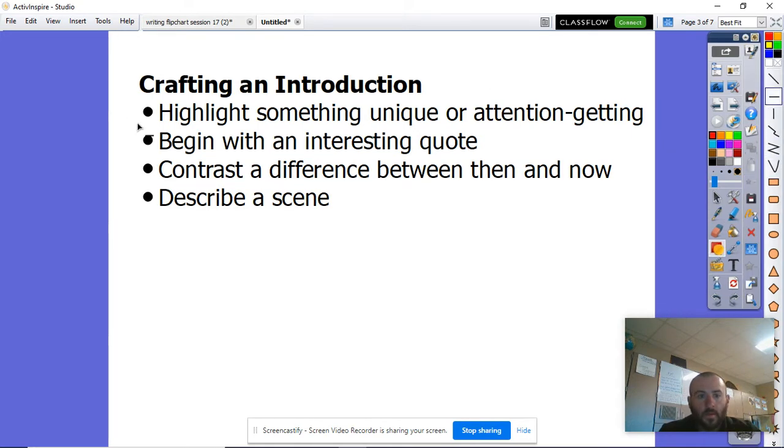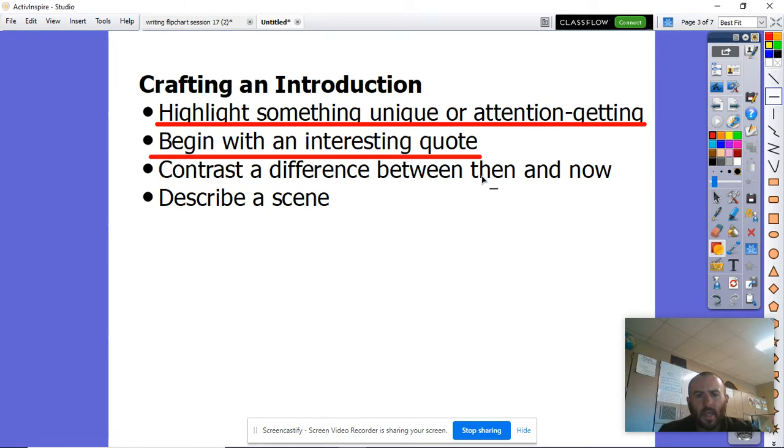We'll just read through those quickly. So you want to highlight something unique or attention getting. In other words, you want to have a really cool fact about your topic, and that's how you introduce your topic to the reader, because you want to get them interested.